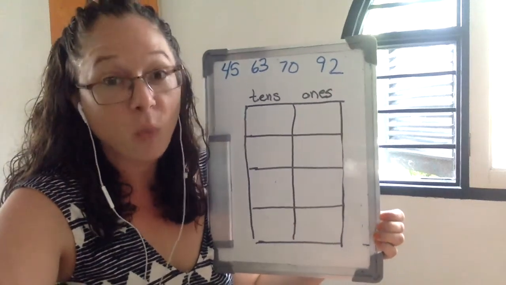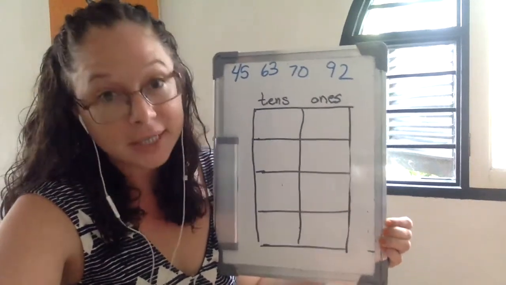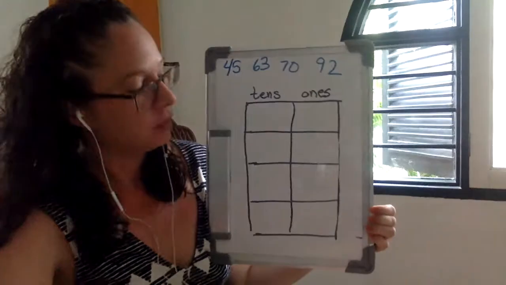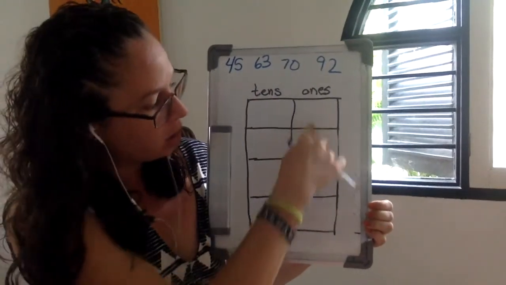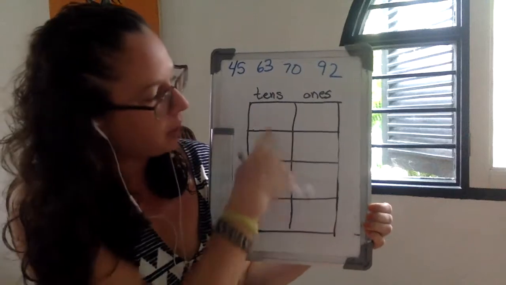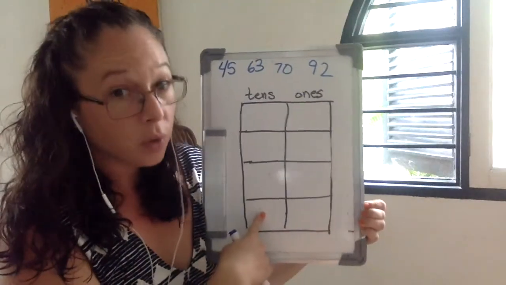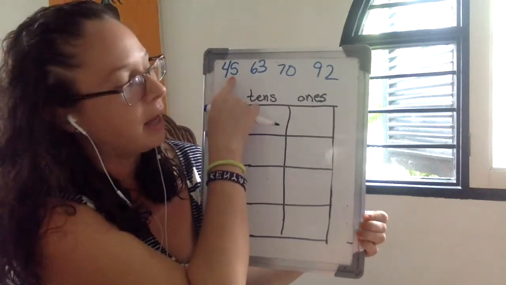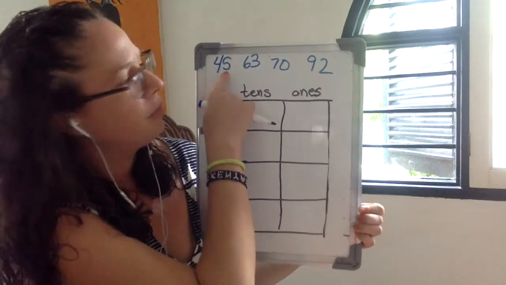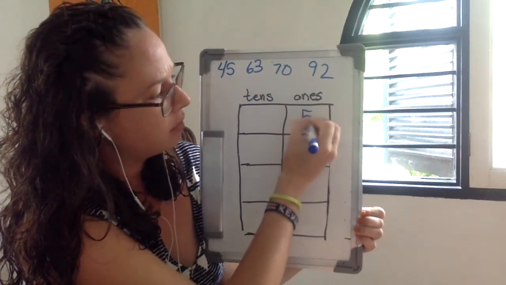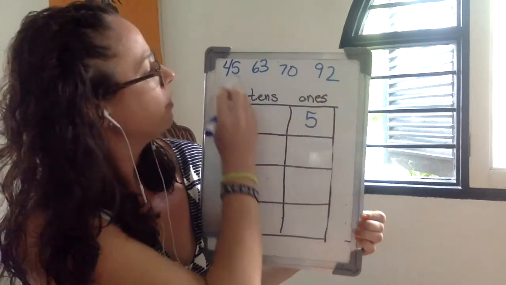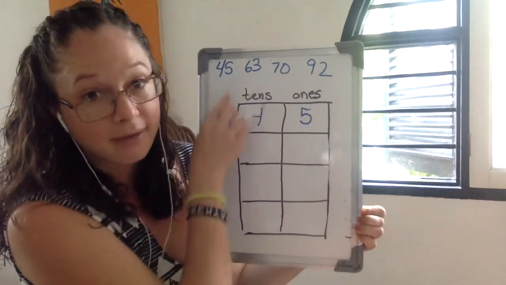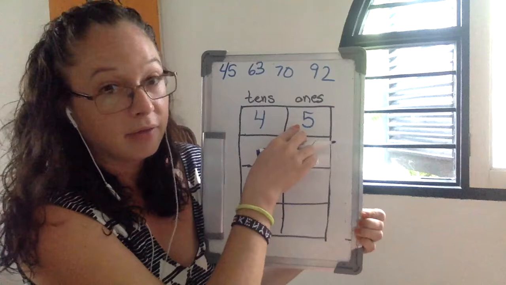All right, we have one final way today of partitioning our numbers. This is called a tens and ones table. You can see we have 2 columns, one to represent the ones and a column to represent the tens. We're going to partition these 4 numbers. Let's start with 45. We'll start with the ones. There's a 5, so I'll put a 5 in the ones column, and a 4 in the tens column. 45 has 4 tens and 5 ones.